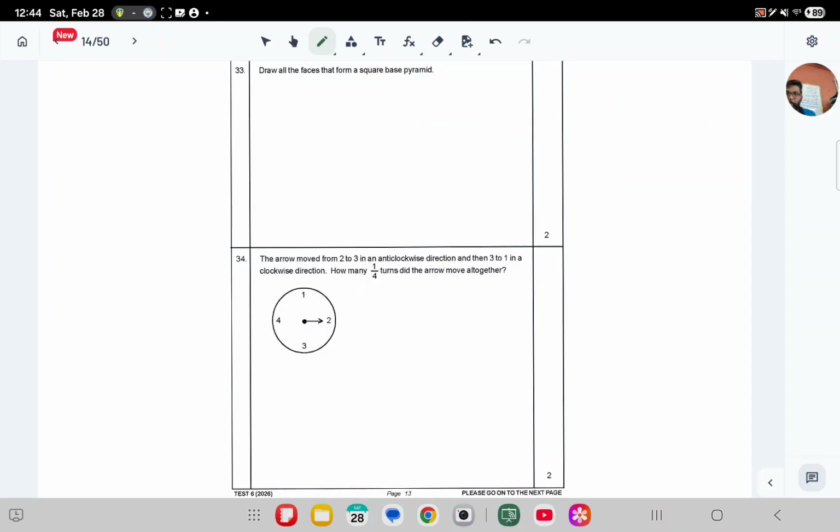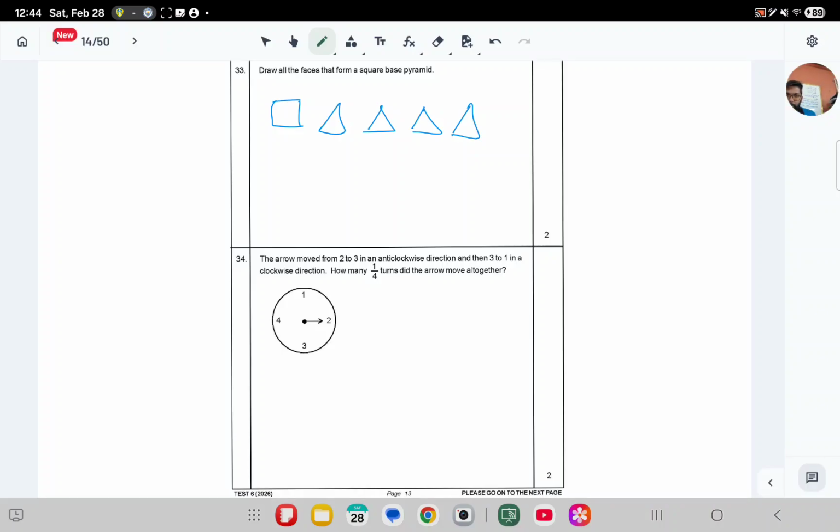Number 33, it said draw all the faces that form a square base pyramid. You know, a pyramid has one centralized vertex. Alright, and a square base pyramid, we know that it has to have a square in the base and then 4 triangles.